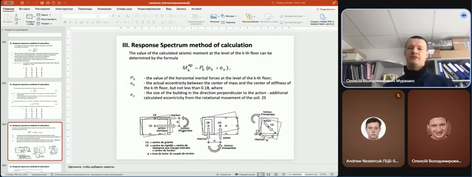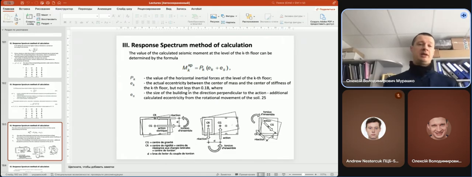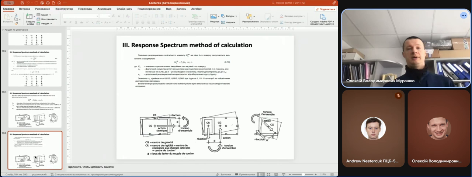So also we have to take into consideration additional parameters like the impact of planar regularity, and it could be taken into consideration with the eccentricity EK, which should be not less than 0.2 B. And also we have to add the additional eccentricity ES, which adds an additional effect from the soil impact.